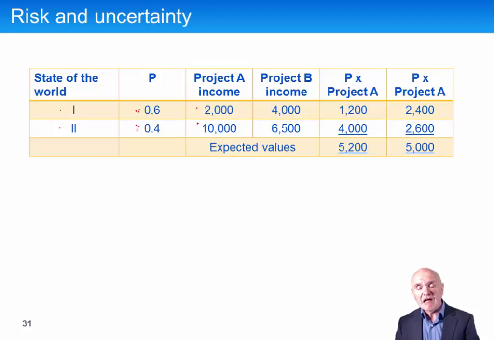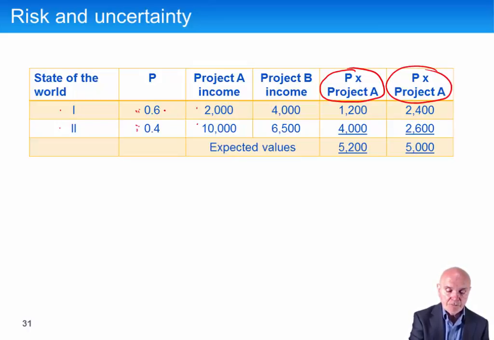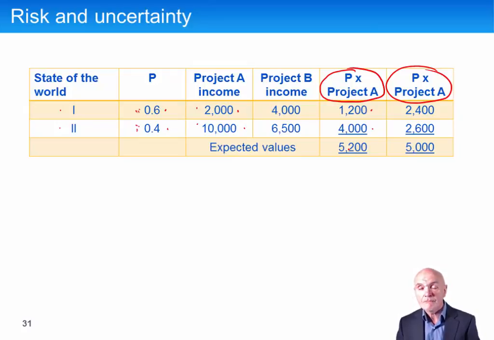And what the expected value technique does is multiply the probability by each of the outcomes. So 0.6 times 2,000 is going to be 1,200. There's a 0.4 chance of earning 10,000, so that comes out at 4,000. You add these together, the sum of the probabilities times the outcomes, and that gives you your expected value. On project B, it's going to be 0.6 times 4,000, which gives you 2,400, and 0.4 times 6,500 is going to give you 2,600.